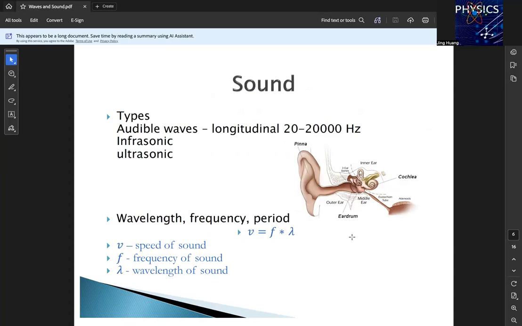Sound. Sound is a wave that's called a longitudinal wave. That means sound needs a medium to propagate. In vacuum, there is no sound. When astronauts are in spaceships, because there's no air, they cannot talk like we humans do on the surface of the Earth. Sound depends on the medium.